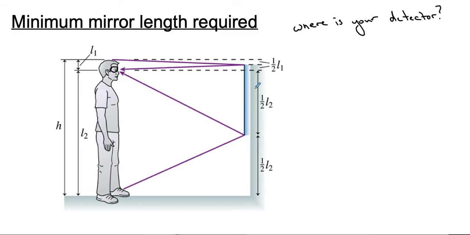Okay, this can be an eye, it can be a camera, a lot of different things. And so you'll notice if you need to see your head, then the mirror height has to be half the distance between your eye and your head. Right? Same if you want to see your feet. The mirror height has to be half the distance between your eyes and your feet.